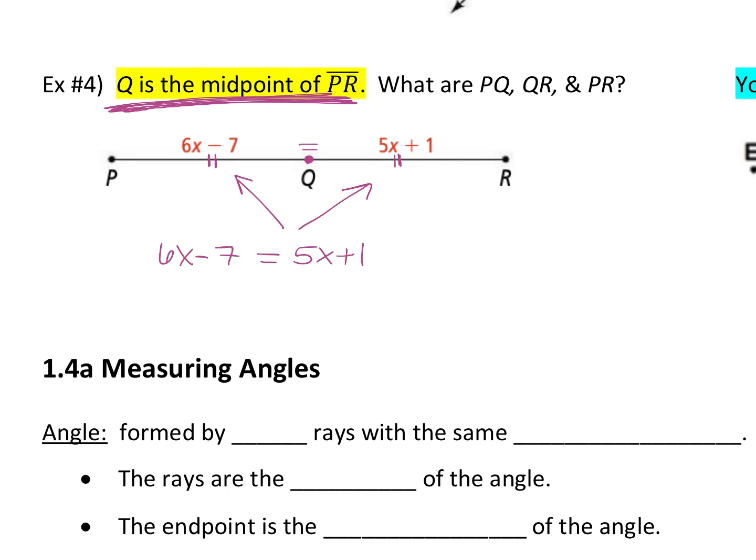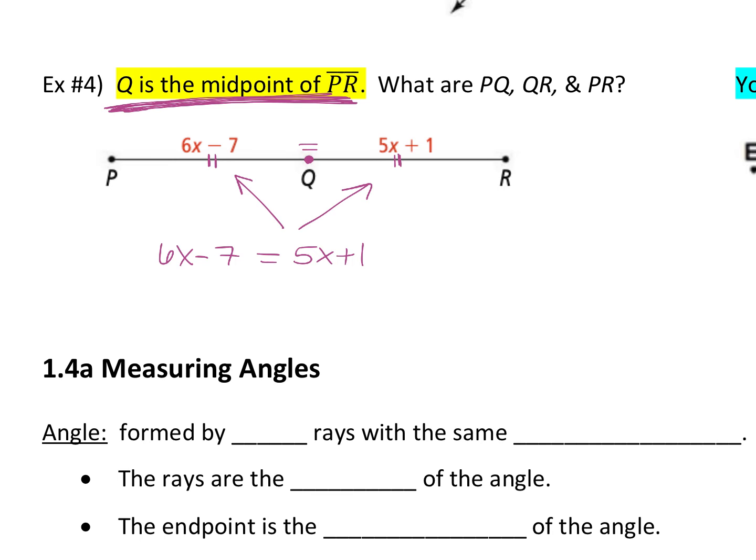How is that different than what we did yesterday? Did we set them equal yesterday? No, we added them together, right? Yesterday we added the parts together and we set it equal to the whole thing. Now we're saying, nope, the parts are equal. So 6x minus 7 equals 5x plus 1.